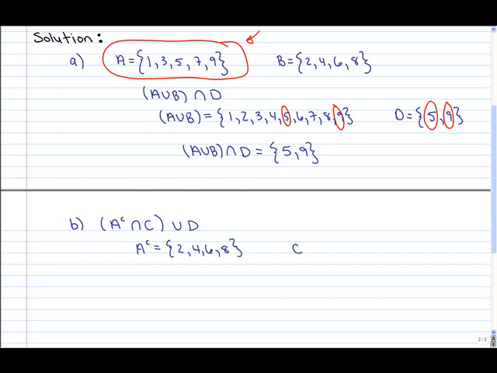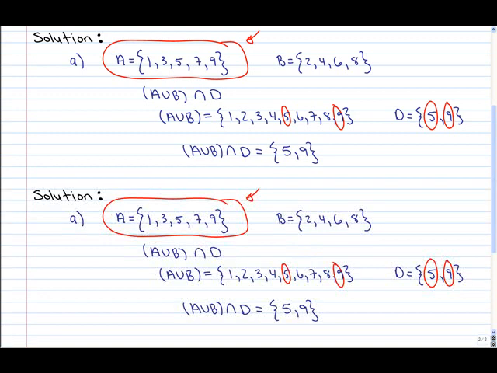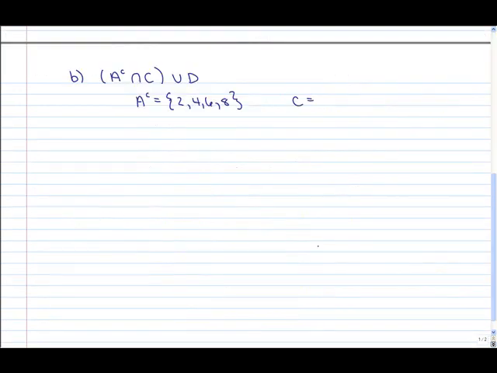Now keeping in mind that C is defined above to be 1, 3, and 8. So we need to take the intersection of these two sets here. Now the intersection again is what's in common, what's both in the one set and the second set. So if you notice, the only element that's in common with these two sets is 8. So we have A complement intersect C just has the element 8.